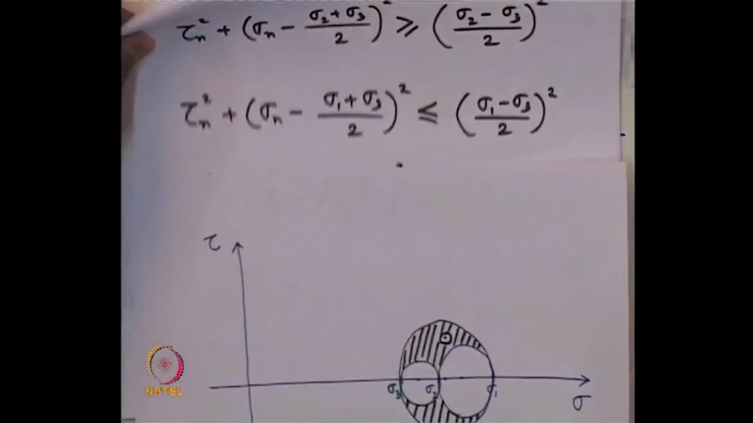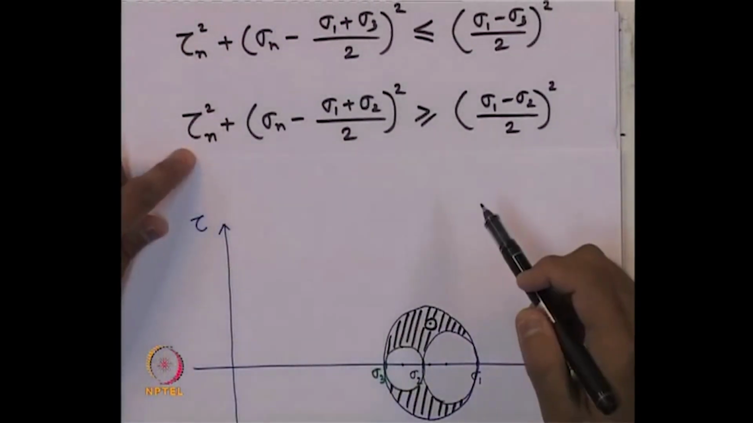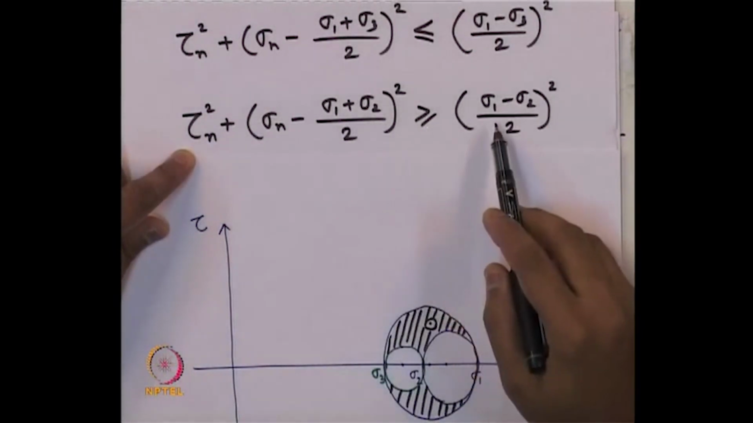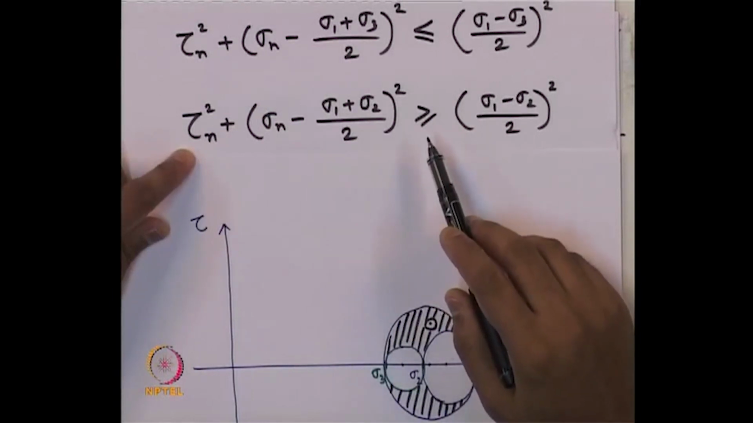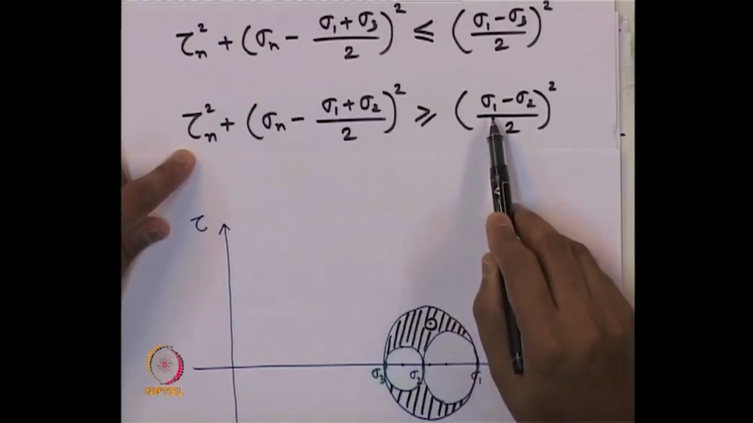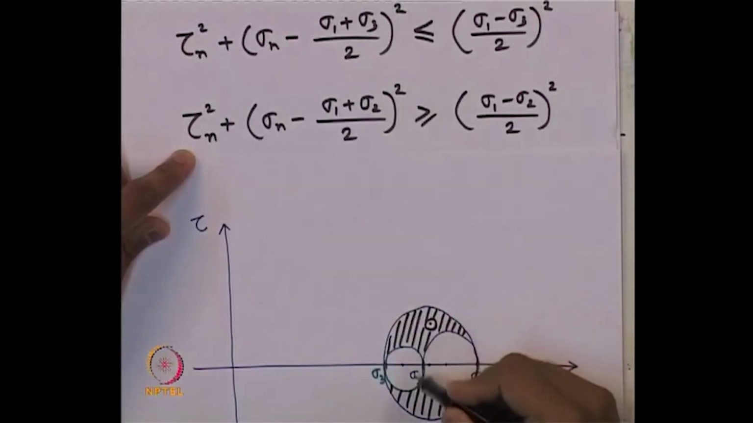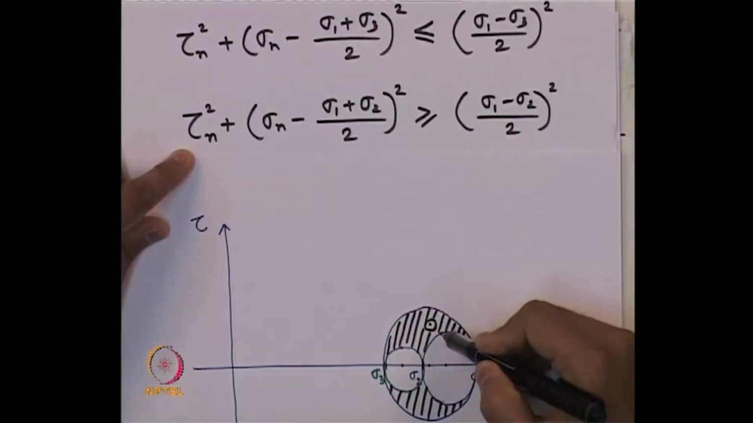What is the criterion we are getting from the third equation? That the point on that nth plane must be outside the circle between sigma 1 and sigma 2. The equality sign again says that it can lie at maximum on the circumference of the circle, otherwise the greater than sign denotes it should be outside or at this point.